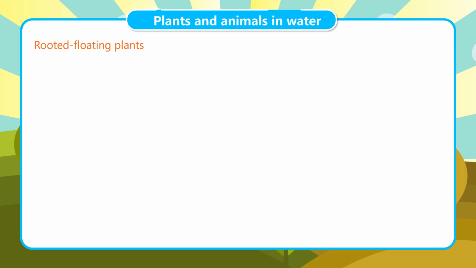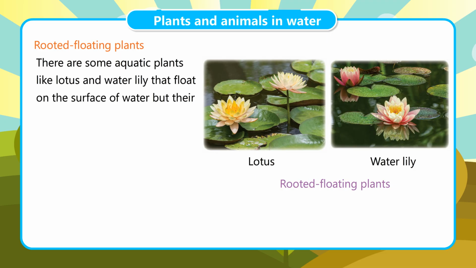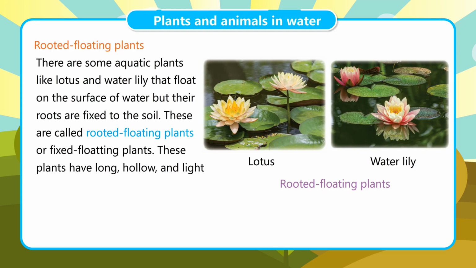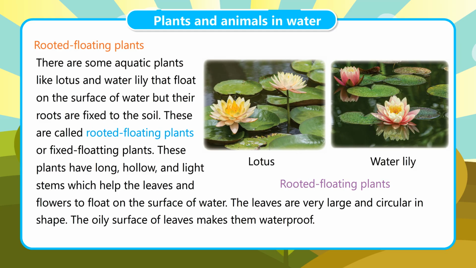Rooted floating plants. There are some aquatic plants like lotus and water lily that float on the surface of water, but their roots are fixed to the soil. These are called rooted floating plants or fixed floating plants. These plants have long, hollow, and light stems which help the leaves and flowers to float on the surface of water. The leaves are very large and circular in shape. The oily surface of leaves makes them waterproof.